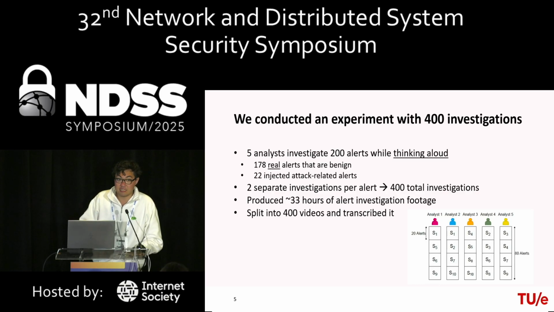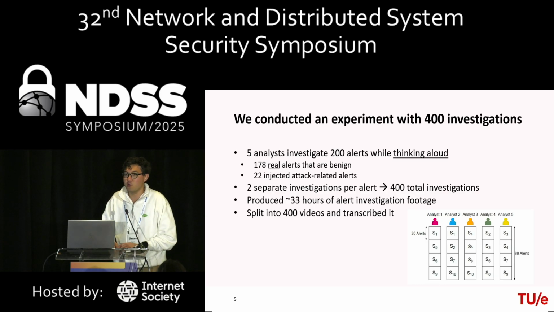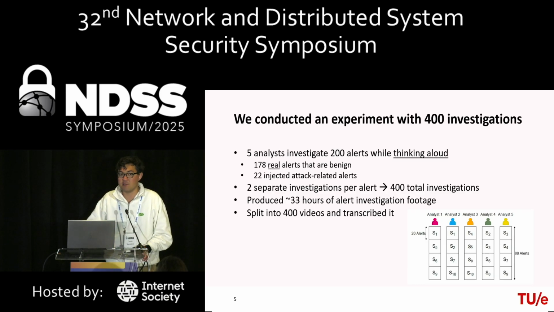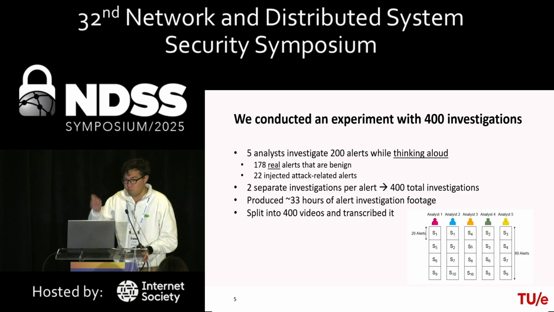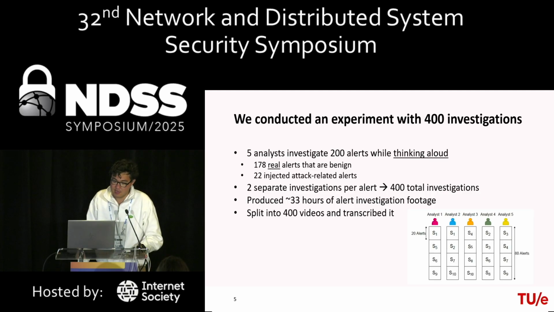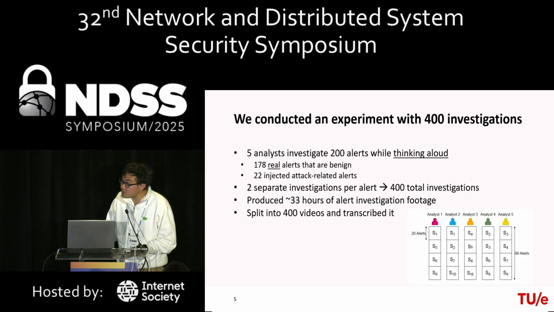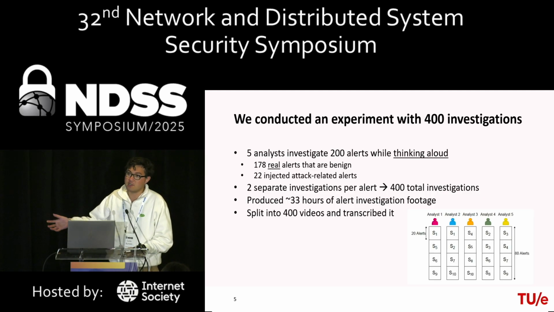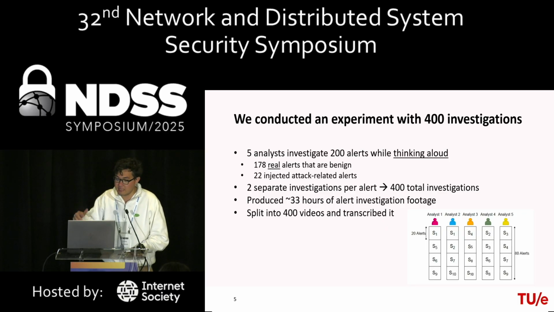And the most important thing is they were thinking aloud, right? For those who are unfamiliar with that, that means you verbalize your thoughts while you're analyzing. So they just blurt out everything that they think, and we kind of force them to blurt out everything that they think. We had 178 real alerts that are benign, and this is actual network traffic that has been triggered in that SOC in the past.